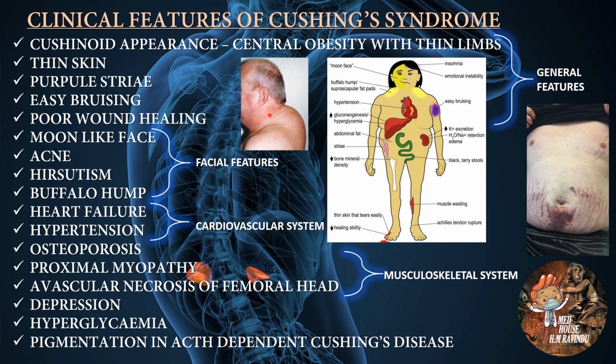In this picture, you can see buffalo hump. In this picture, you can clearly see Cushingoid appearance, which is the central obesity with thin limbs. In this picture, you can see purple striae in the abdomen.